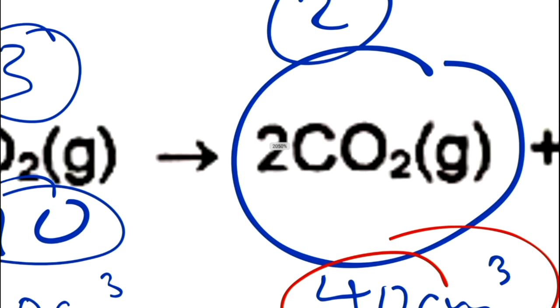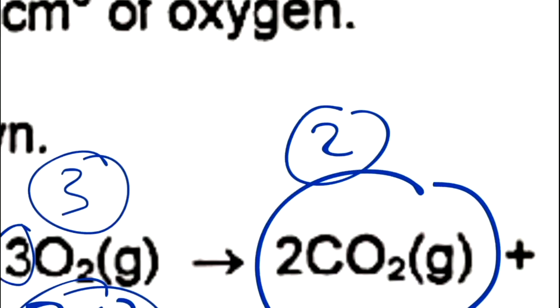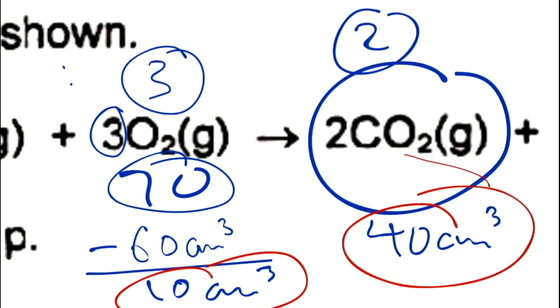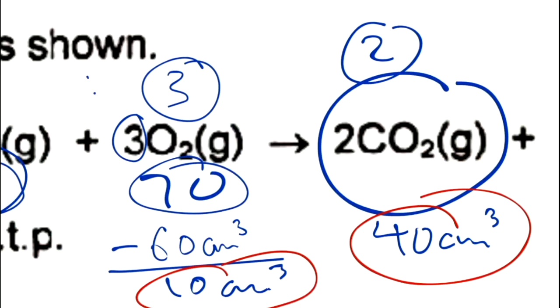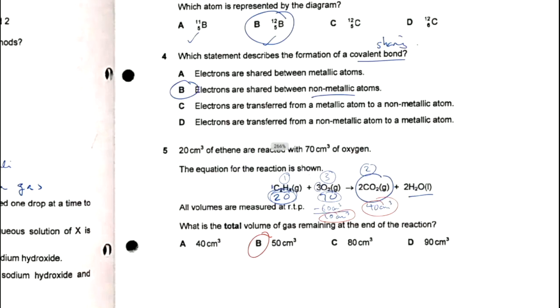Carbon dioxide would have 40 because the ratio here is 1:2. So I will have 40 cm cube here. Okay, so the question is what is left after the experiment? It's just 10 and 40. 50. Yeah, 50 is left. Okay, next.